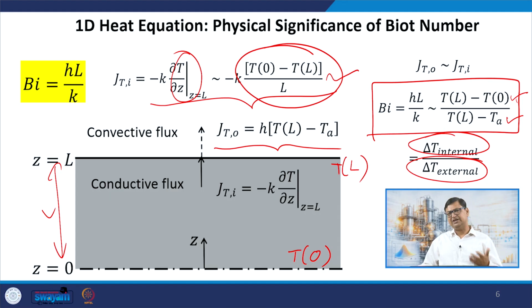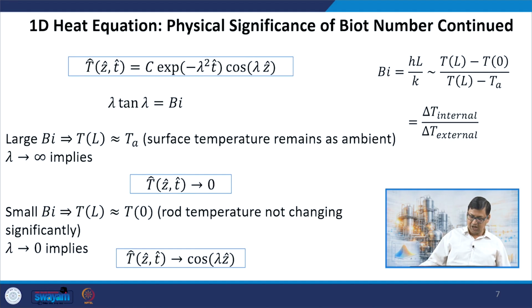And what do they depend on? The internal temperature difference depends on the K and the external one depends on the H. If K is bigger, then the internal temperature difference is lesser. The temperature will not change very easily if the K is very big, right? And vice versa for the external temperature difference, right? Okay. So now I can look at the limiting behavior for different cases.